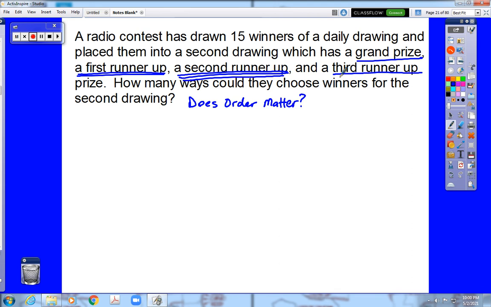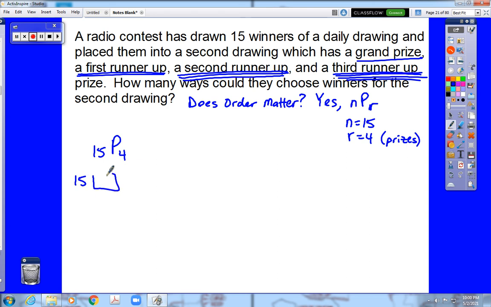We have a total of 1, 2, 3, 4 prizes. And being the grand prize winner is very different from being the third runner-up. We don't get the same prize. So does order matter? Yes, it does. Which means we are doing an nPr, where n is the 15 people and r is the 4 prizes. Grand prize, first runner-up, second runner-up, third runner-up. That's 4 prizes. So we are doing 15 permute 4.